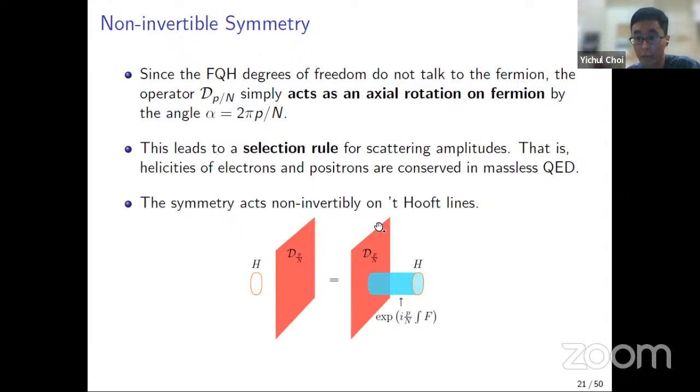This leads to selection rules for scattering amplitudes in massless QED. It tells us that the helicities of electrons and positrons should be conjugate in massless QED. Of course, this is nothing new at all. These are explained in textbooks and in many places, but usually this selection rule is not explained in terms of any symmetries. Here we are providing an exact symmetry argument for this selection rule using the non-invertible symmetry. I'm not going to derive this fact, but one can also show that this D_{p/n} operator acts in a more sophisticated way on 't Hooft lines.